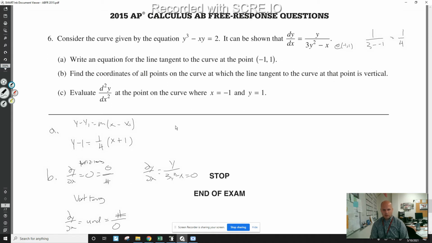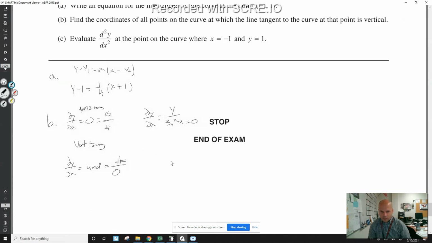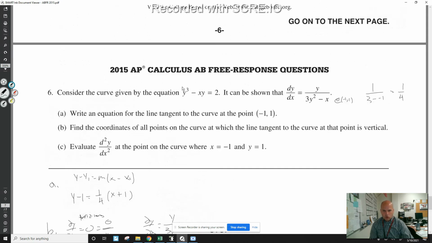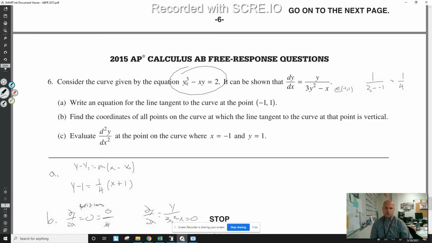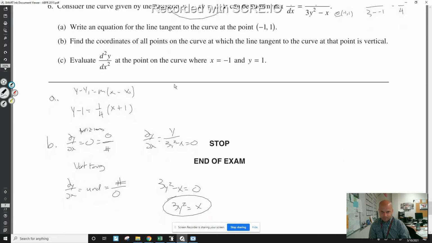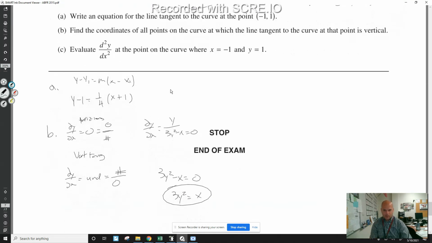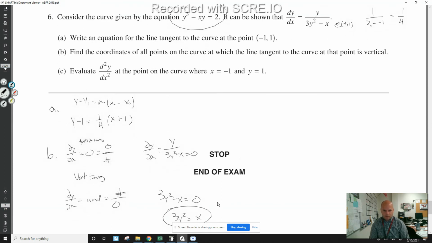So I'm going to set that equal to 0. Now, unfortunately, I have this equation, 3y squared minus x equals 0. What the heck do I do with that? Well, we have to be ready for this. We can solve for a variable and then use our original equation to help find some points. And we have to find coordinates of all the points. So I get x equals 3y squared. I'm going to plug that into the original. Whenever I see x, I put 3y squared.